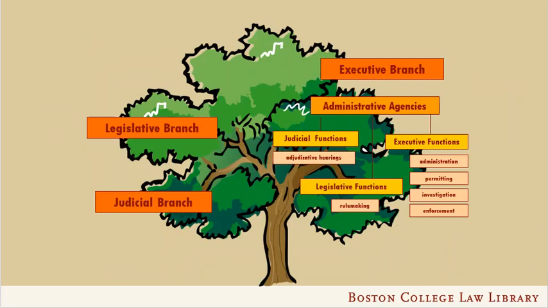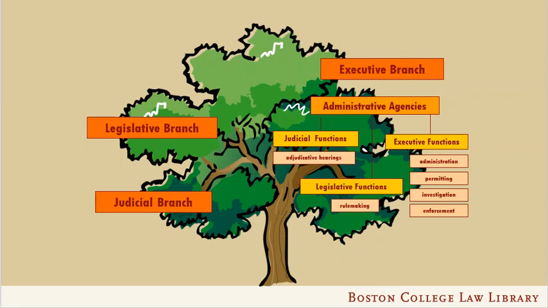Administrative agencies are part of the executive branch of government, but they actually perform functions like all three branches of government. As executives, they are often involved in the administration of various governmental programs. They can be involved in the permitting process, they can conduct investigations, and they can be charged with enforcing law. Agencies also act in a quasi-legislative manner through the rulemaking process, issuing regulations that have the force and effect of law. Agencies also act in a quasi-judicial manner, holding adjudicative hearings.